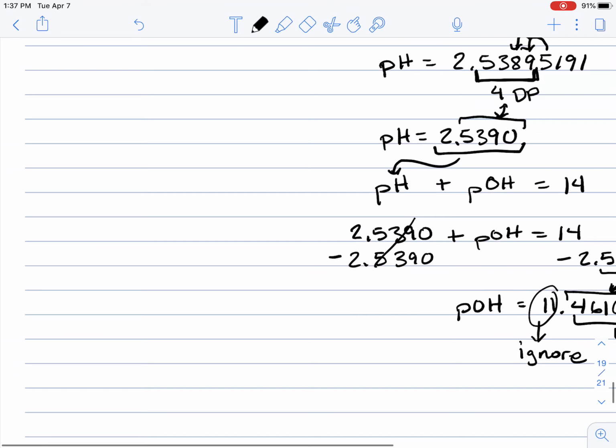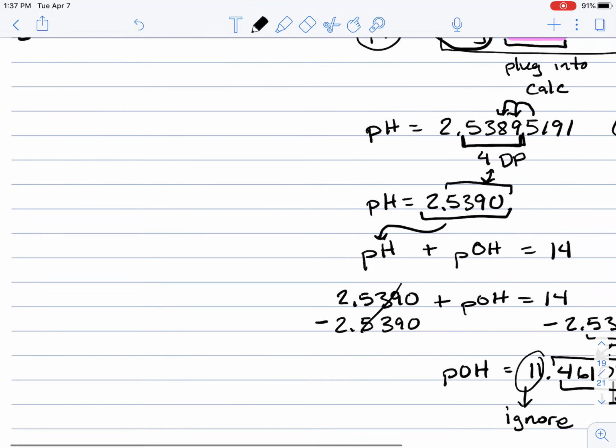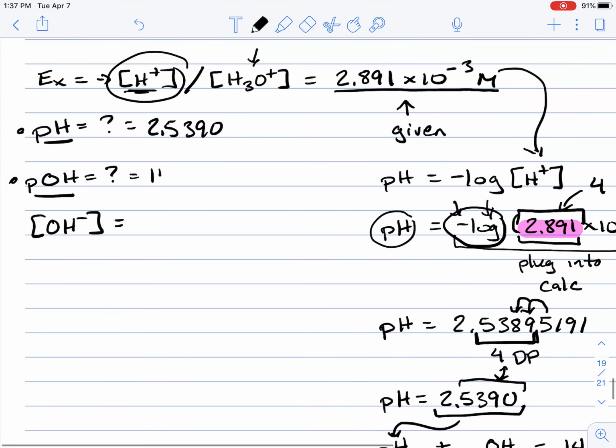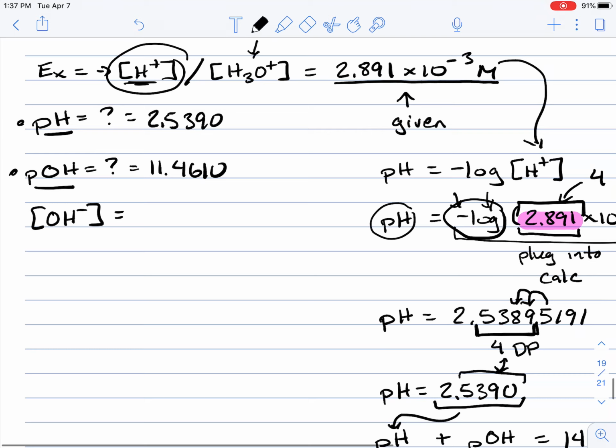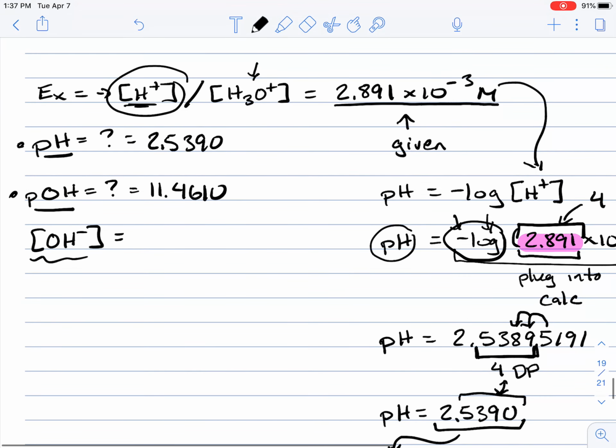All right, so after we solve for the pOH, we're just going to go ahead and write that down. So that's 11.4610. So the last item that we're going to solve for is the concentration of hydroxide. And to solve for the concentration of hydroxide, there's a couple ways that you guys can do this. Either path will get you to the right answer.